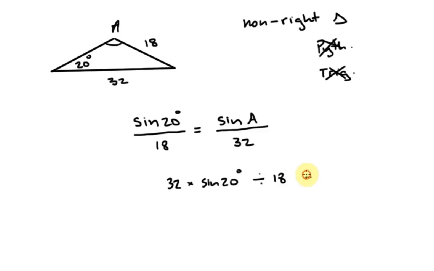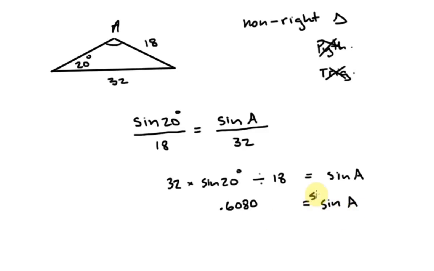But what am I actually solving for? That's not giving me angle A. That's giving me sine of angle A. All right? So when I finished doing this cross multiply and divide thing, I worked it out. I got 0.6080. And you can see that's not an angle, but it's the sine of the angle. So I have to do one more thing.